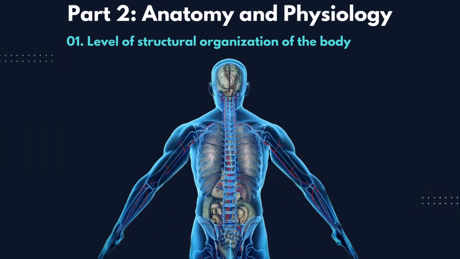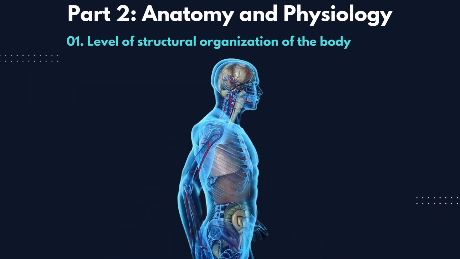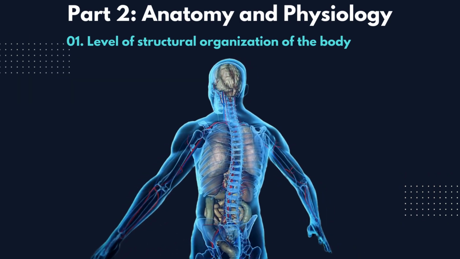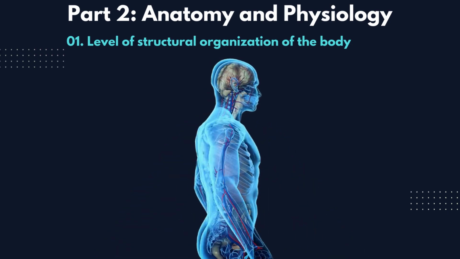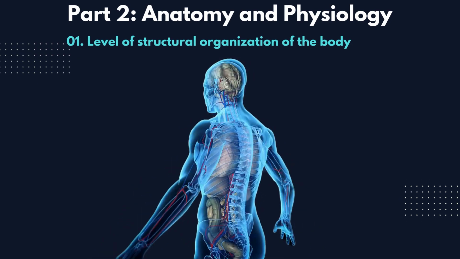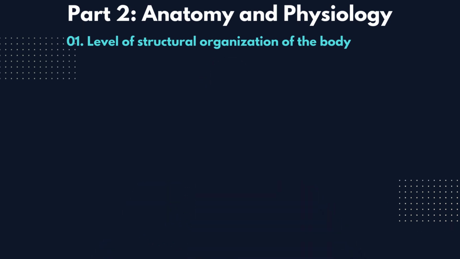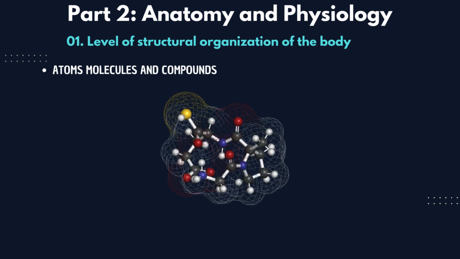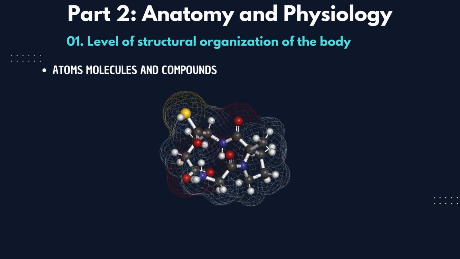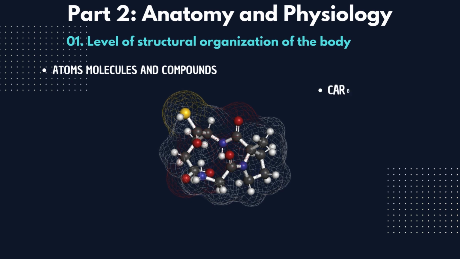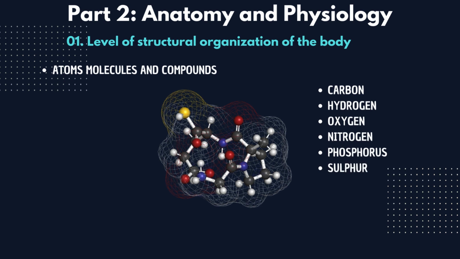The human body has different structural levels of organization, starting with atoms, molecules and compounds, and increasing in size and complexity to cells, tissues, organs, and the systems that make up the complete organism. Okay, now let us focus on the screen. First structural level of organization is atoms, molecules, and compounds. At its simplest level, the body is composed of atoms. The most common elements in living organisms are carbon, hydrogen, oxygen, nitrogen, phosphorus, and sulfur.